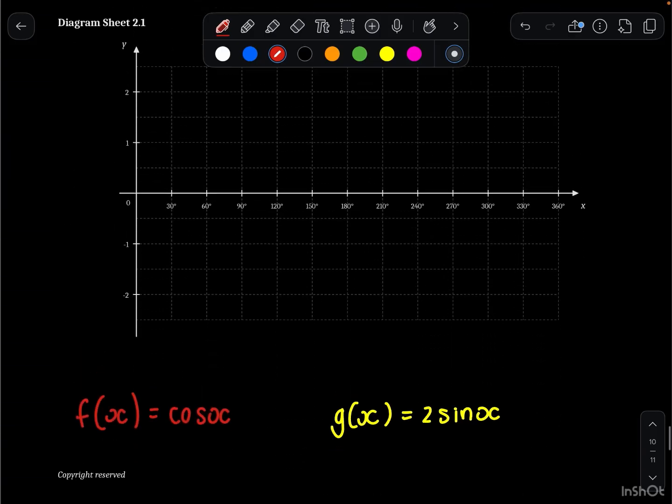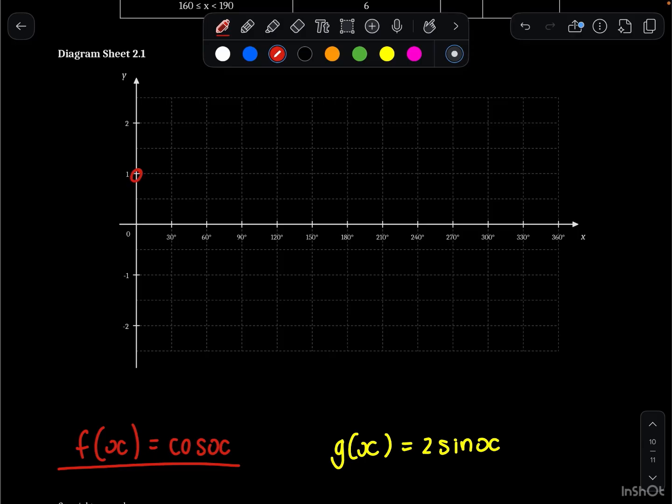Okay, so let's draw cos x first. So the cos x graph is just straightforward cos x. You should know this one because you've seen that before. So you're going to draw it straight away. So 1, and then at 90, 180, 270, and 360.